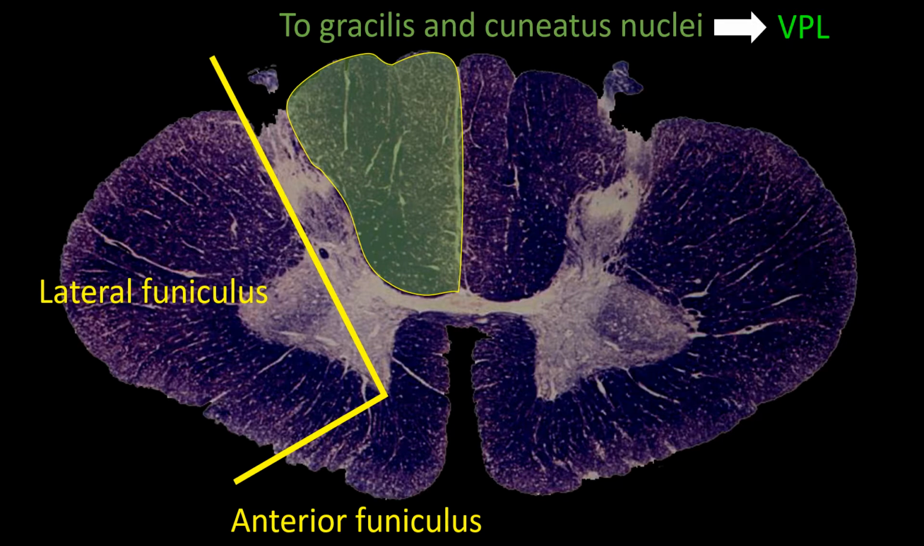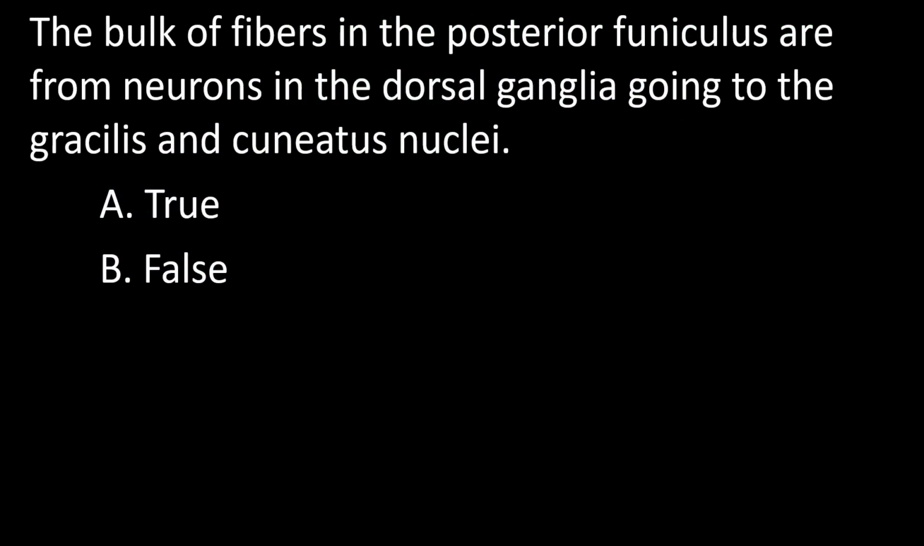Other ascending fibers in this funiculus are from neurons in the dorsal root ganglia of the lower extremity traveling to the nucleus of Clarke, and by axons from the upper extremities traveling towards the cuneate accessory nucleus. Fibers carrying pain have also been reported to ascend in this tract. So the answer to this question is A.